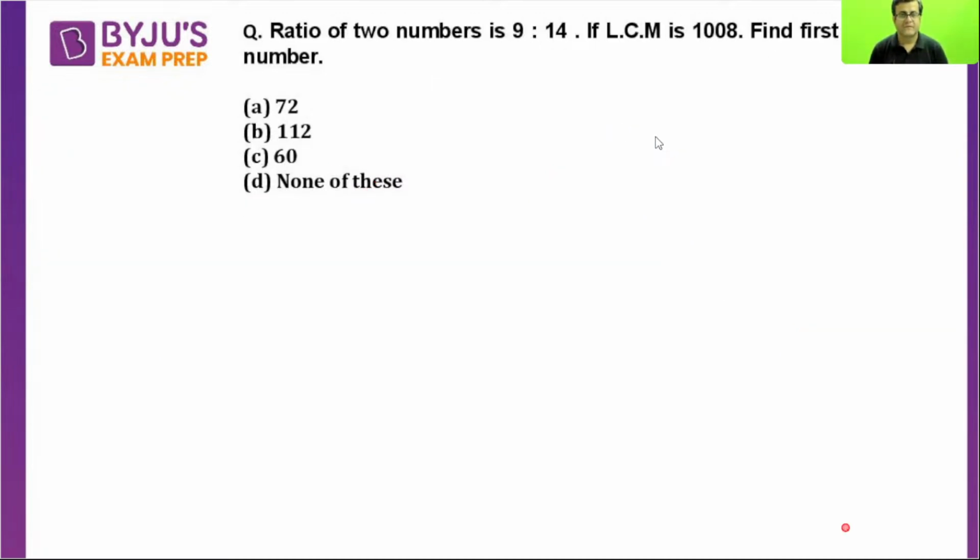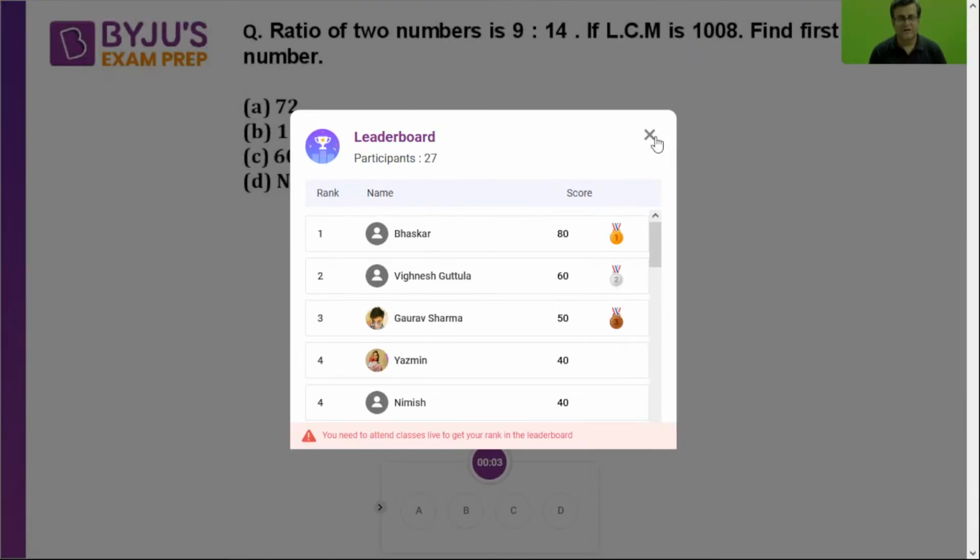Ratio of two numbers is given, LCM is given. A option, absolutely right. Two numbers are in the ratio 9.